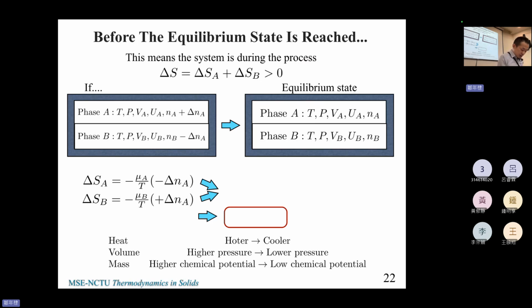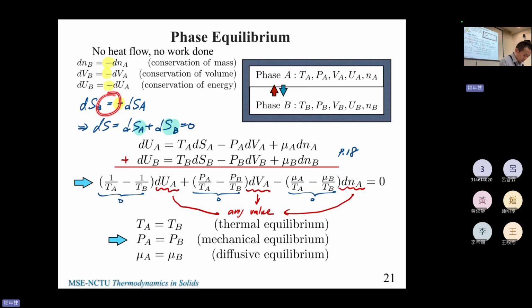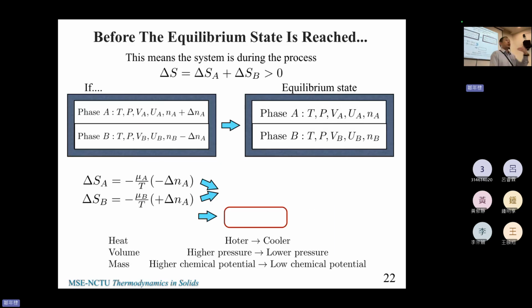Okay, so the delta S equal to delta SA plus delta SB greater than 0. Previously, it was equal to 0. But here, we're going toward the equilibrium state. So this becomes greater than 0.